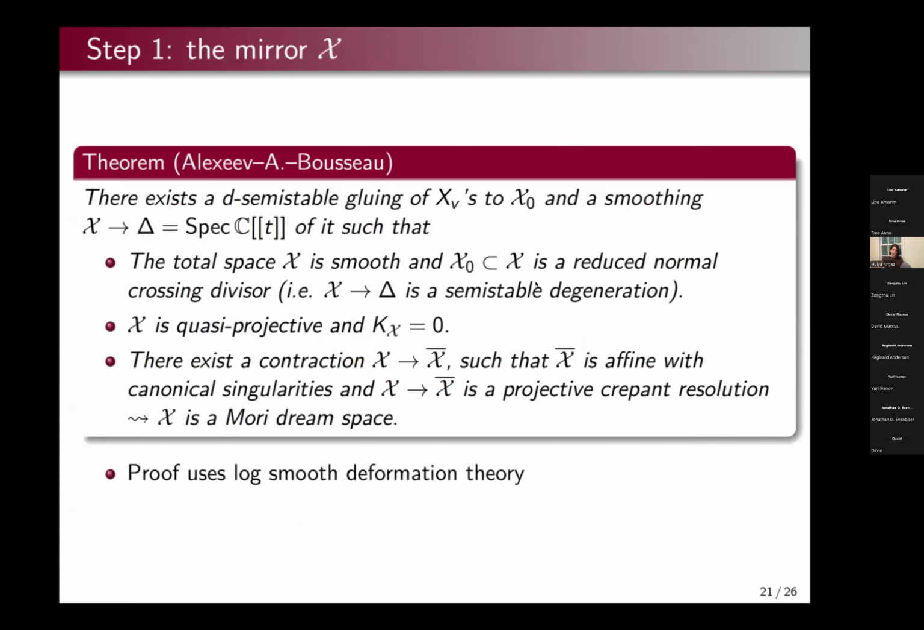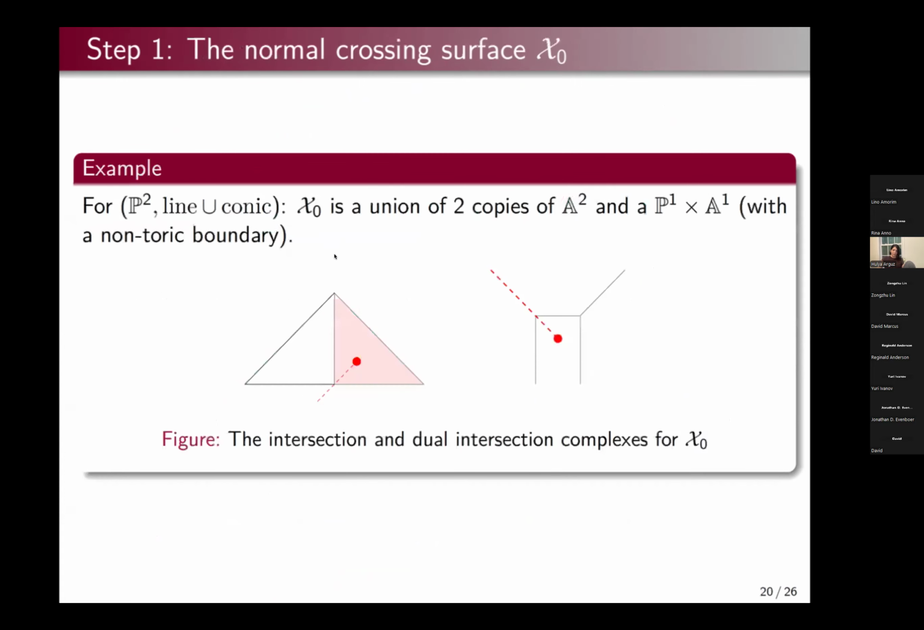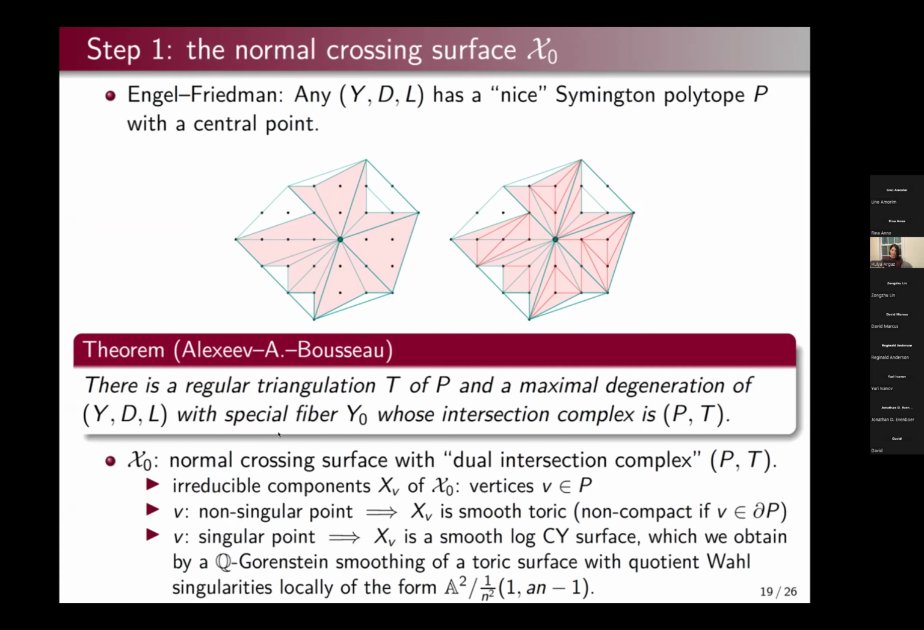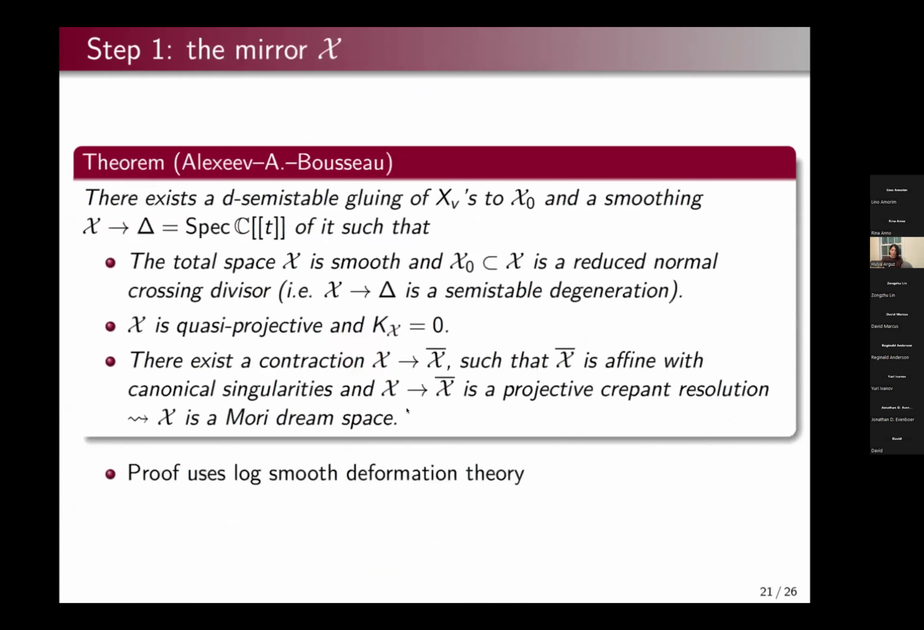And then afterwards, once we construct such a normal crossing surface, we show that we can smooth it. So once we describe all irreducible components of this normal crossing surface, we show that you can glue those irreducible components in a natural way, and then you will obtain the normal crossing surface X0, which you can smooth to a threefold X.